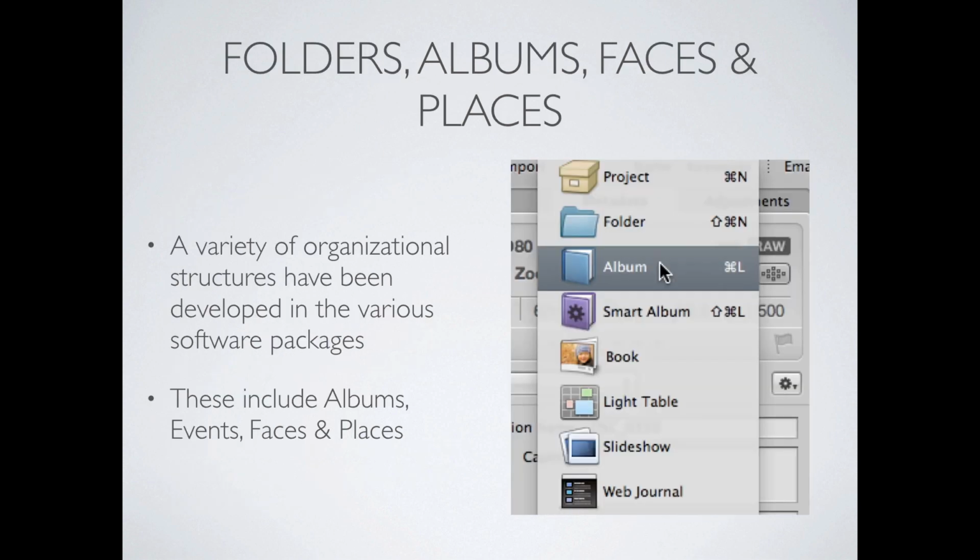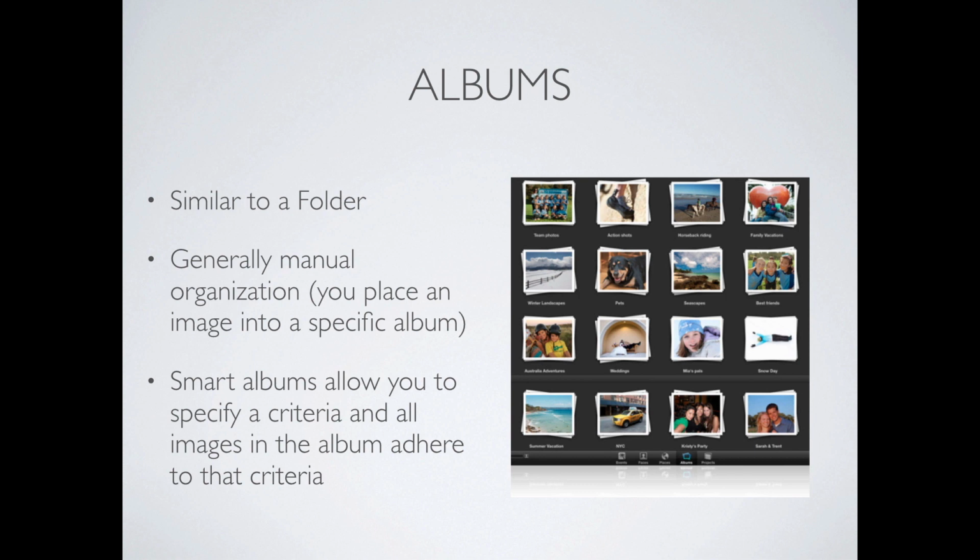There's, of course, a variety of organizational strategies that you can use. Albums, events, faces, places are examples. They're called different things in different software packages, but you get the general idea. Albums are essentially groups of photos that you manually go in and select. All of these things belong in this album. It's kind of the old school way of having a photo album where you put the photos in the album. Your mom probably did this at some point. It's kind of similar to a folder. All of this stuff goes in that folder because it belongs to that particular project.